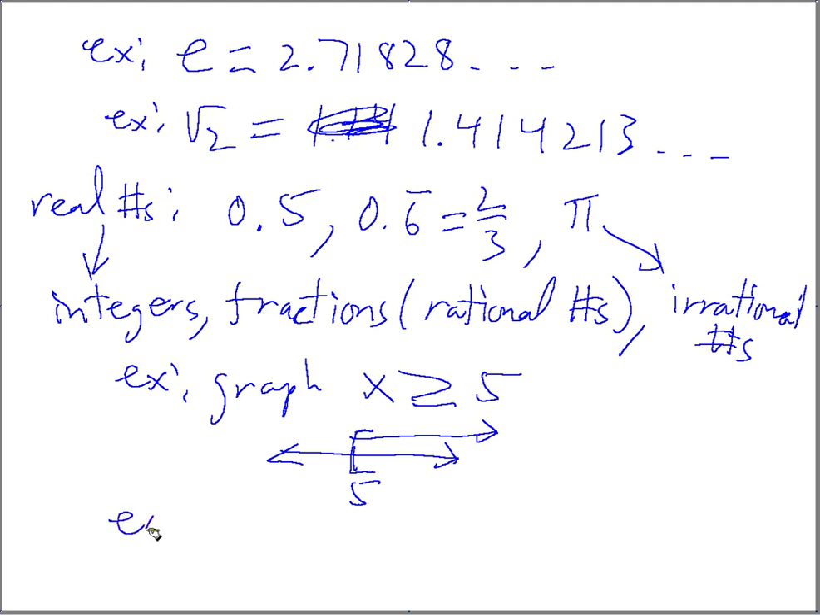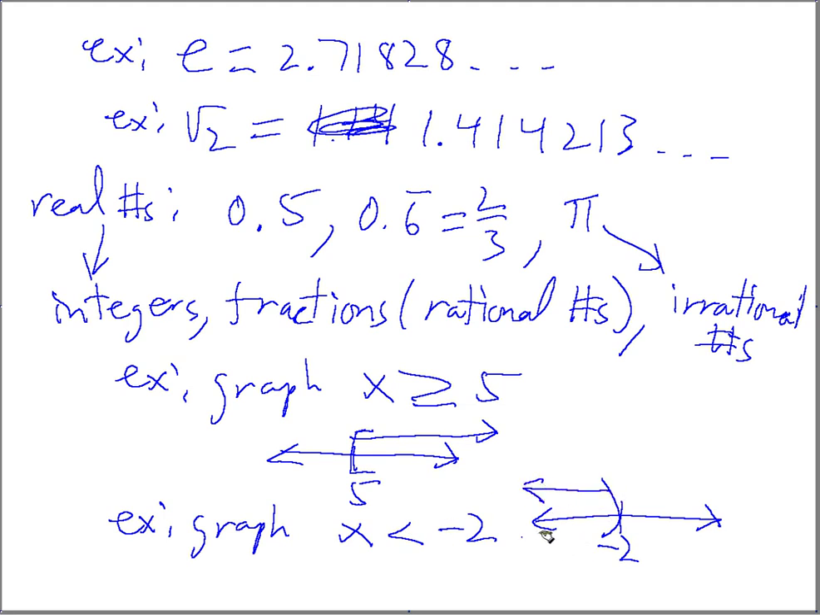All right, let's try another one. Let's graph x less than -2. This time we're not including the -2, so we're going to use parentheses on -2, since we're not including it. And since it's less than, everything to the left of -2 is less than -2. So let's recall these basic graphs we've seen in the past.